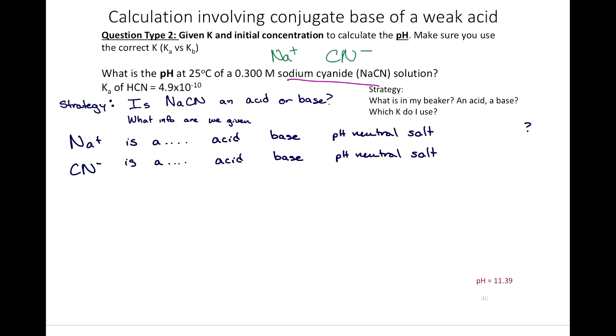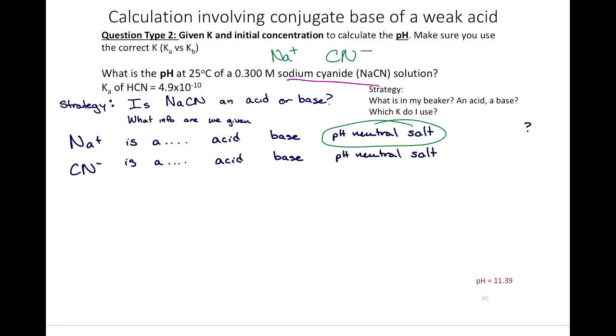I'm just going to tell you that Na+ is a pH neutral salt. All group 1A and 2A metals are pH neutral salts. You put calcium 2+ into water, pH neutral. Sodium plus, neutral. Potassium plus, neutral. There are some rules, we'll talk about it next class.